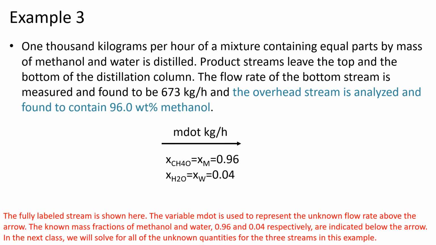The fully labeled stream is shown here. The variable m dot is used to represent the unknown flow rate above the arrow. The known mass fractions of methanol and water, 0.96 and 0.04 respectively, are indicated below the arrow. In the next class, we will solve for all the unknown quantities for the 3 streams in this example.